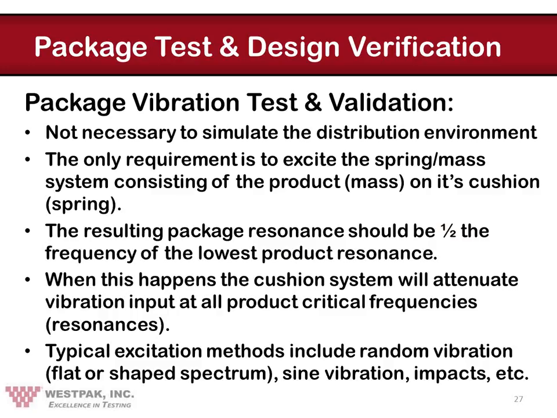Typical methods for checking this include things like random vibration, and oftentimes we'll use a flat spectrum as opposed to a shaped spectrum. A shaped spectrum is one that's designed to duplicate a particular type of vehicle. Oftentimes you'll actually see sine vibration used for this purpose as well.